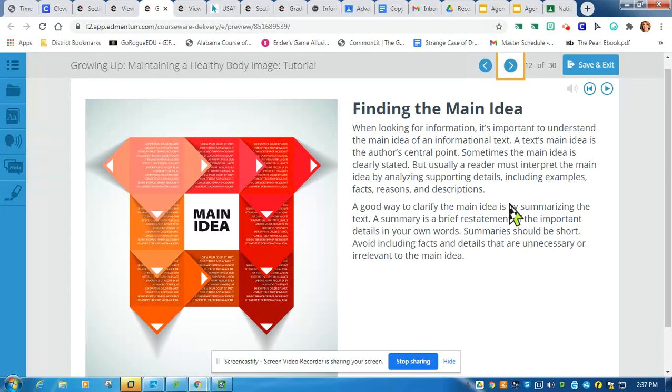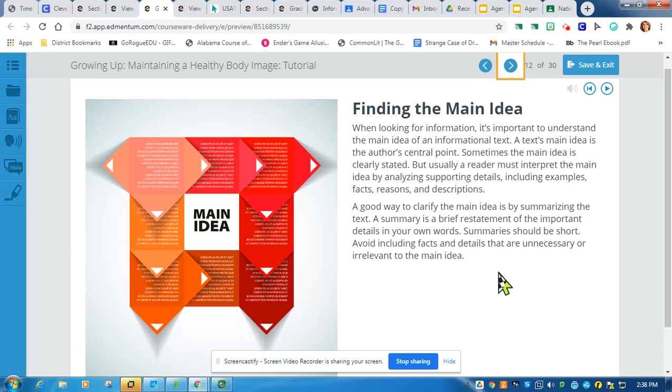Usually you've got to interpret the main idea by analyzing those supporting details, analyzing examples, facts and reasons, descriptions. And a good way to clarify, that means to make it clearer, is to summarize the text. If you can summarize, it's a very good tool to use. That's when you restate the important details in your own words.